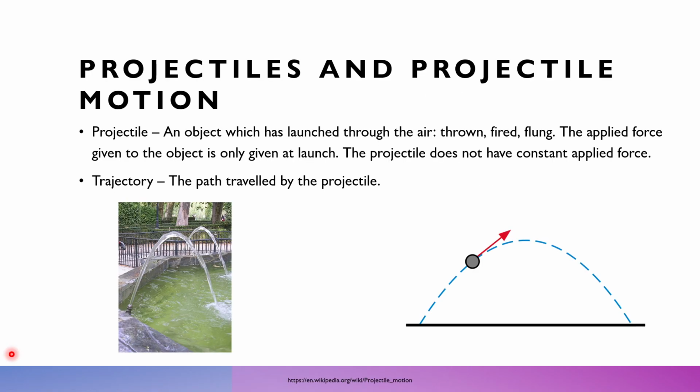So first off, projectiles and projectile motion. A projectile is defined as an object which is launched through the air. This may mean that it is thrown, fired, or flung. When we apply a force to a projectile, it's only given at the point of launch. What's assumed is that the projectile does not have any form of constant applied force. The only force that is being applied is that initial force that actually gets the object to launch at its launch point.